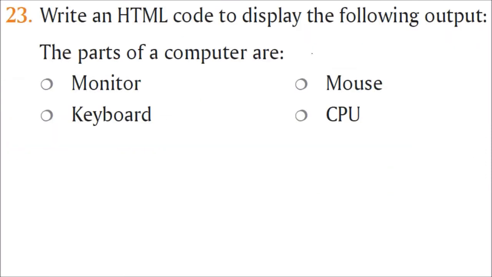Now write an HTML code to display the following output. The parts of the computer are like this. See, this can be made in the form of an unordered list, and these are circles. And now this is in the form of a table. If you don't give a table, this mouse and CPU will come here. So for that, please understand very carefully. We will make a table. So we'll start with a table.